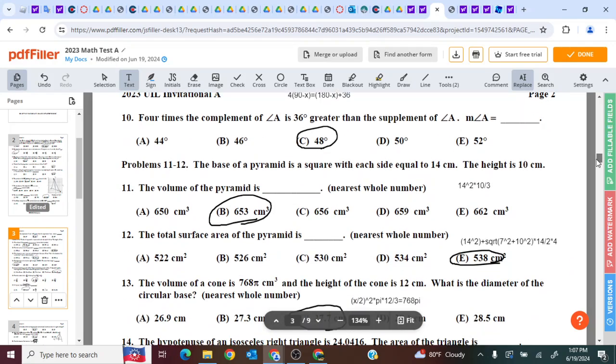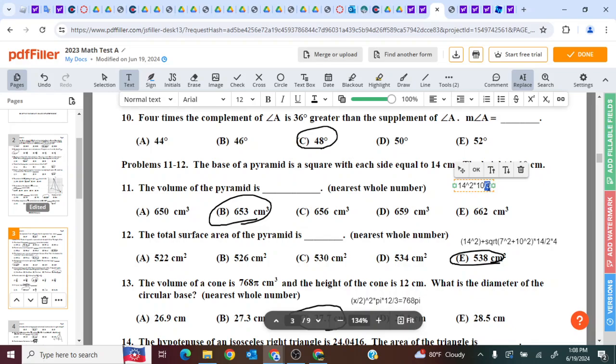11, okay, the pyramid is a square with side length 14 centimeters and height of 10 centimeters. What's the volume of the pyramid? Well, the volume of the pyramid is the base area, which is a square, so 14 squared, times the height all over 3. So if you do that, you get 653 centimeters.